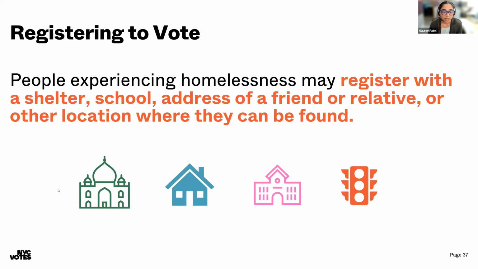For folks that might not have a permanent residence or a home or are experiencing homelessness, you can still register to vote using a shelter, a school, an address of a friend or a relative, or anywhere that this person can be found. The one caveat here is that it has to be an address at which you can receive mail from the BOE, the Board of Elections.